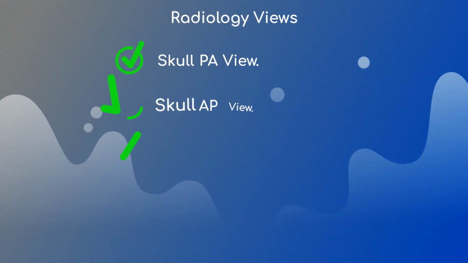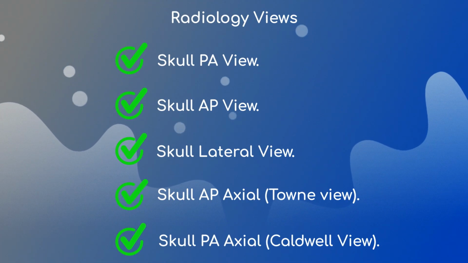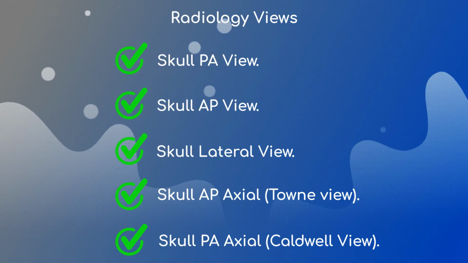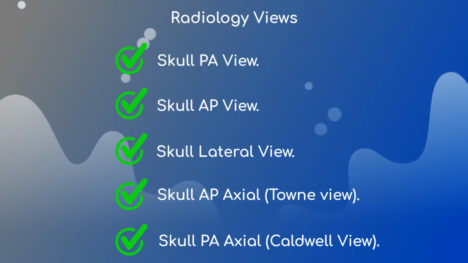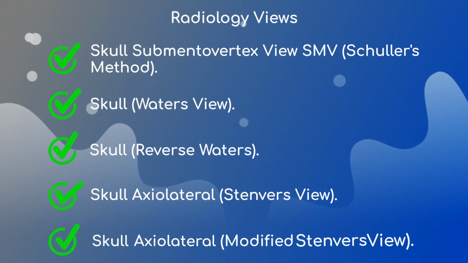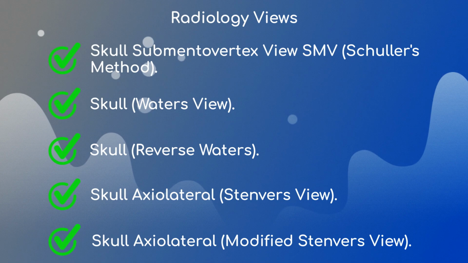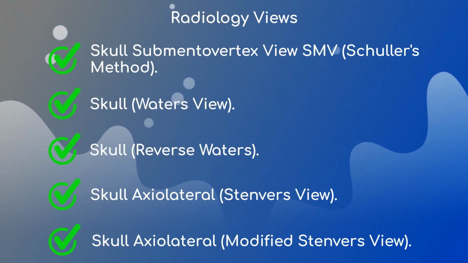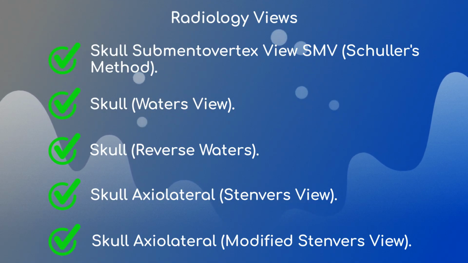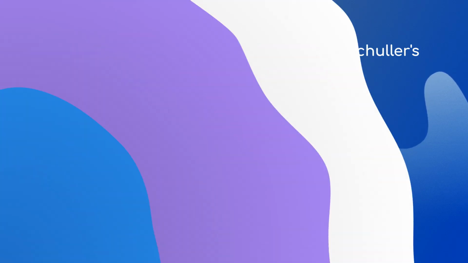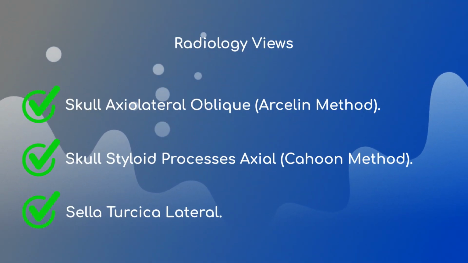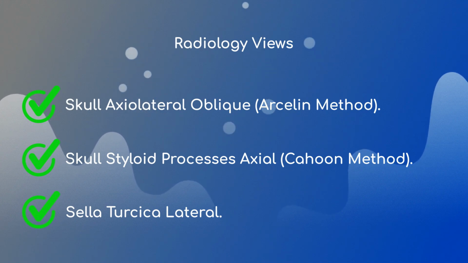Here are the most commonly performed views for skull imaging. The choice of views depends on the clinical indication and the anatomical structures being evaluated. Skull PA view, skull AP view, skull lateral view, skull AP axial Towne view, skull PA axial, Caldwell view, submentovertex view, SMV, Schüller's method. Skull Waters view, skull reverse Waters, skull axiolateral, Stenvers, skull axiolateral, modified Stenvers view. Skull axiolateral oblique, Arcelin method, skull styloid processes axial, Cahoon method, sella turcica lateral.